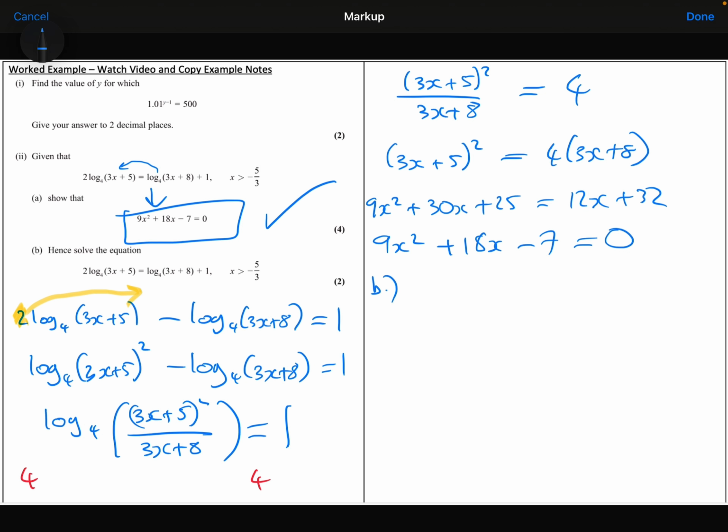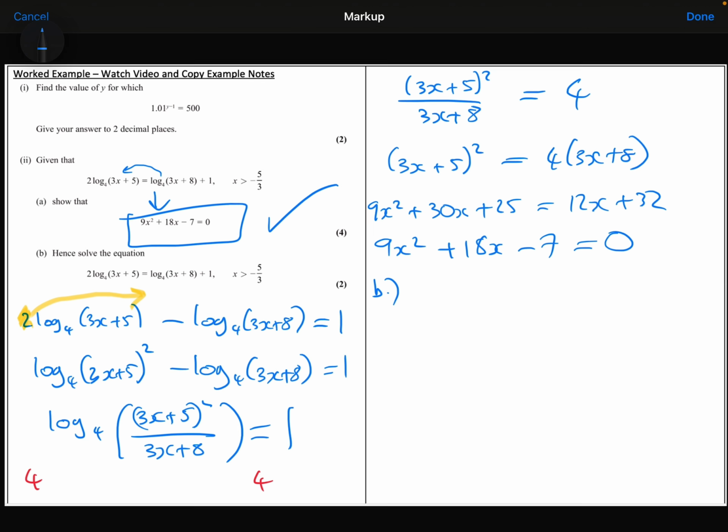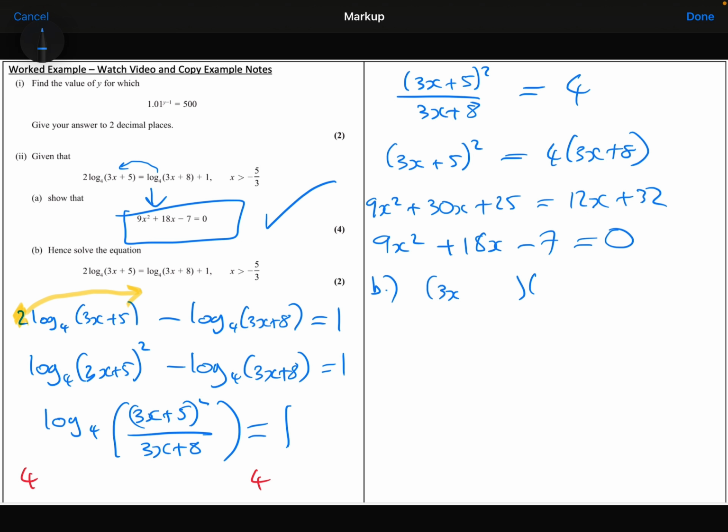Part B says hence solve. So we're going to solve this equation, and then we just need to double check that our answers to this quadratic will work with the logarithm. So solving this quadratic, I'm going to factorize, but remember you could use your quadratic solver on your calculator, or you can use the quadratic formula. It is up to you. For me, I can see that this is going to be 3x plus 7, 3x minus 1. So x is either minus 7 over 3, or x is 1/3.